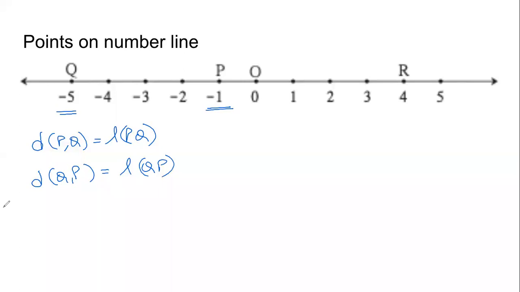Always remember, distance is a scalar quantity. It is not a vector quantity. It is not dependent on the direction. So when we say D, P, Q, it is same as D, Q, P. It is same as L, P, Q. It is also same as L, Q, P. And what are all these distances equal to?